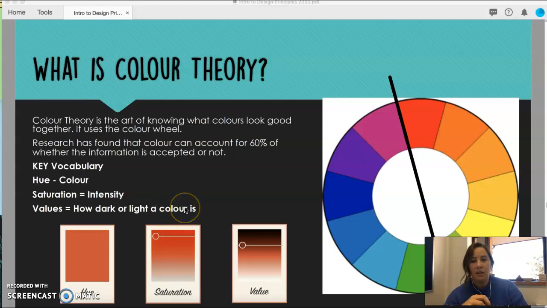All right, the last little thing I want to leave you on for this slide is that researchers found that colour can impact 60% of whether the information is accepted or not. So if I look at your design and the colours are pleasing and they work really well together, I'm already more likely to accept what you said.